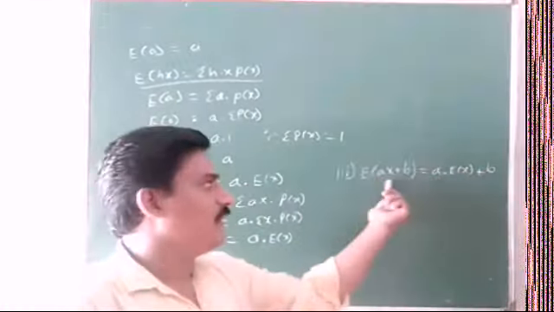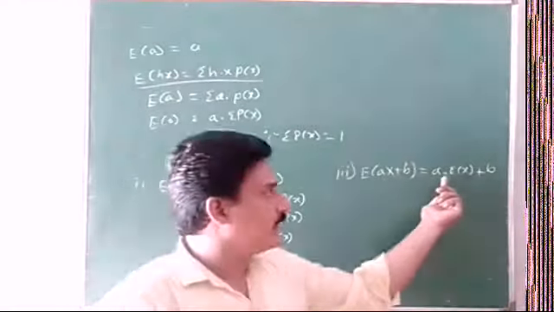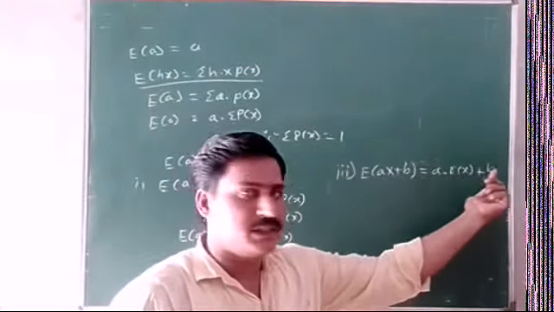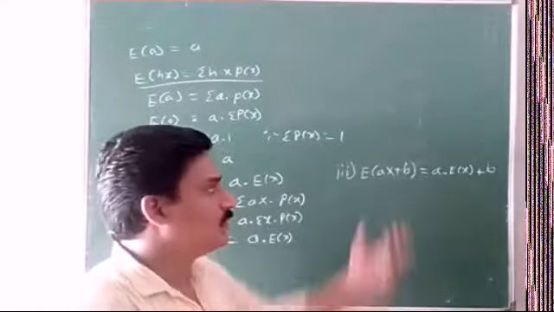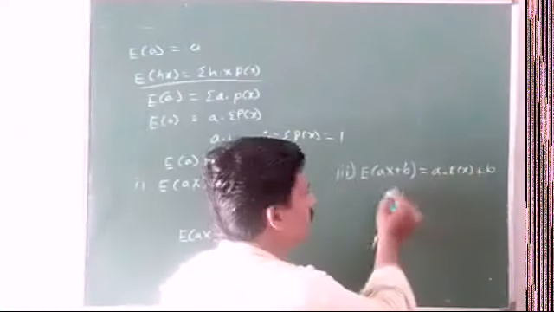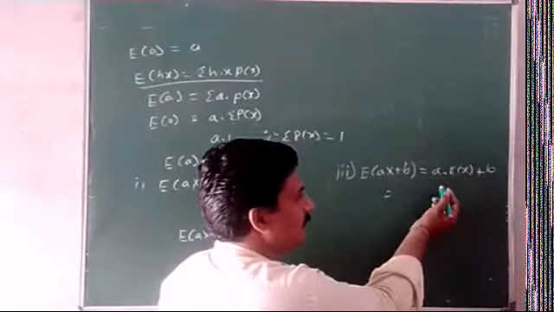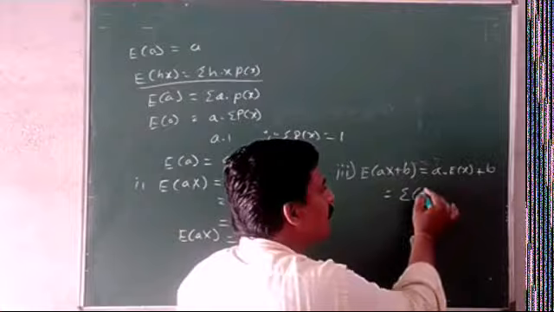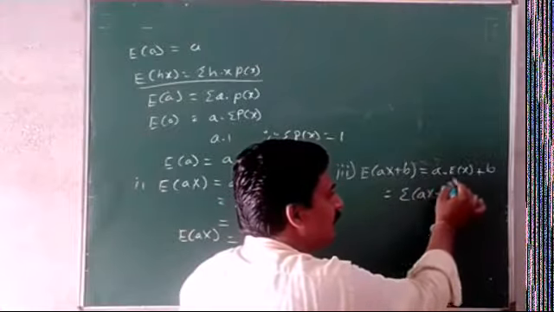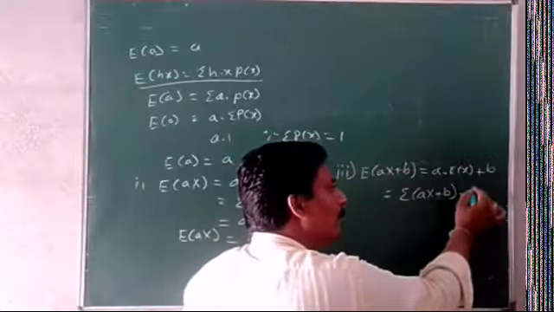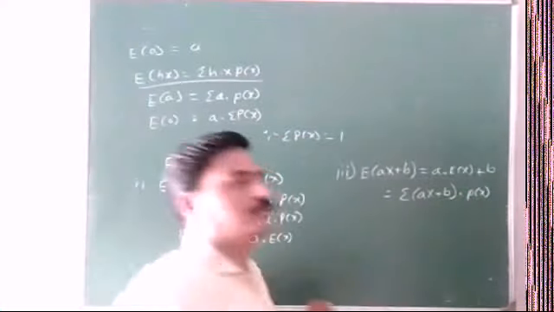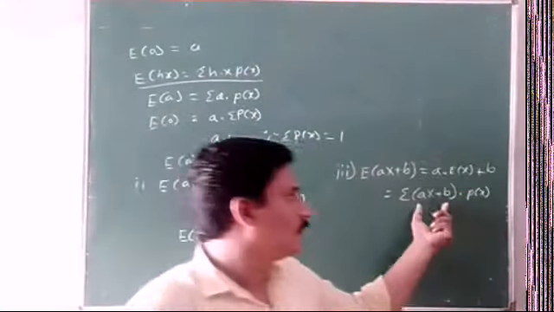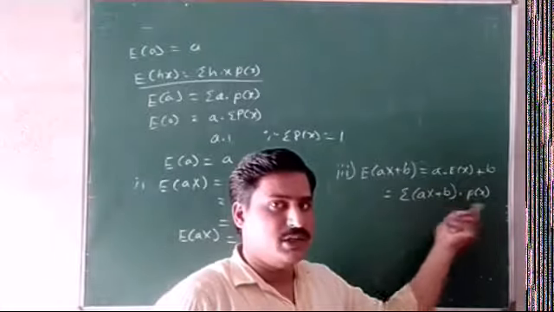E of AX plus B is equal to A into E of X plus B. So just expand this, we get E of X plus B in this form, that is summation of AX plus B into P of X.